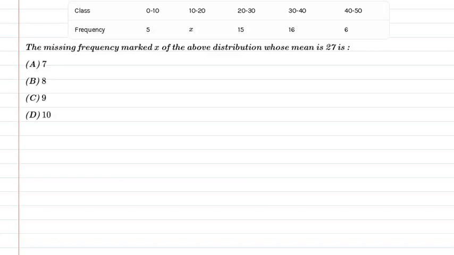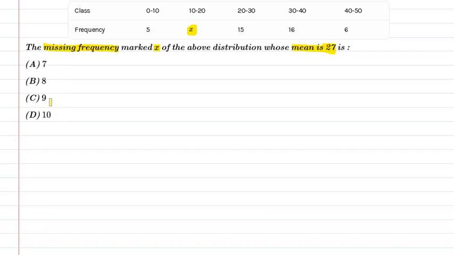In this problem, we have to find out the missing frequency which is marked as x, okay? And the mean of the frequency distribution table is given as 27. As you can see in the table, there is a value x which is missing, and this is a value of frequency, okay? So we have to find out the value of x, and the value of x will be from these four options. So we have to find which option is correct from these options, okay?